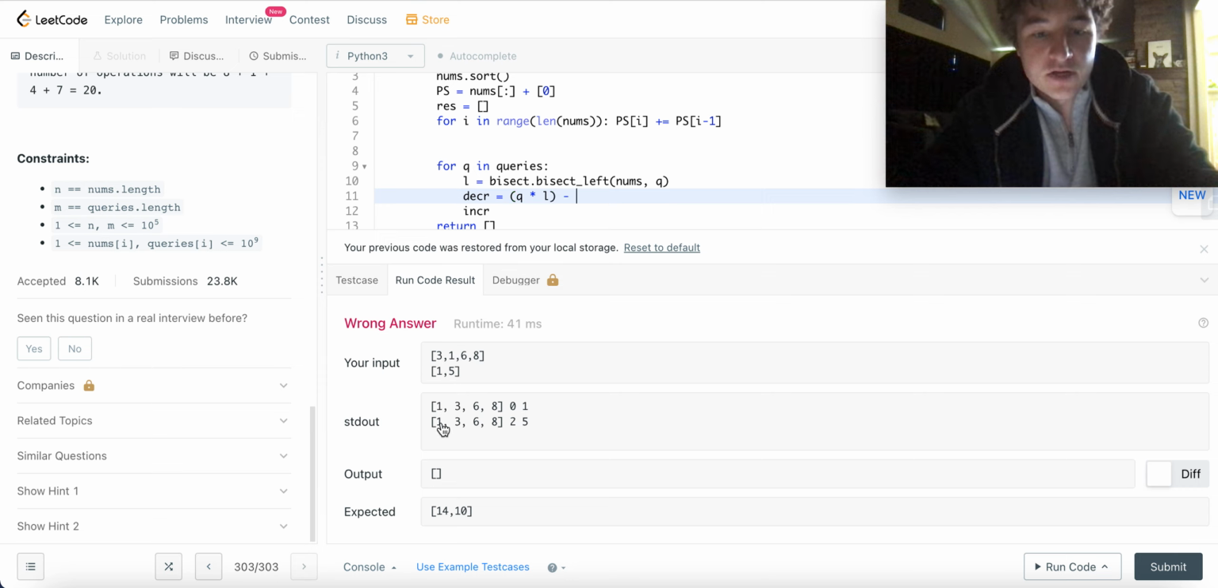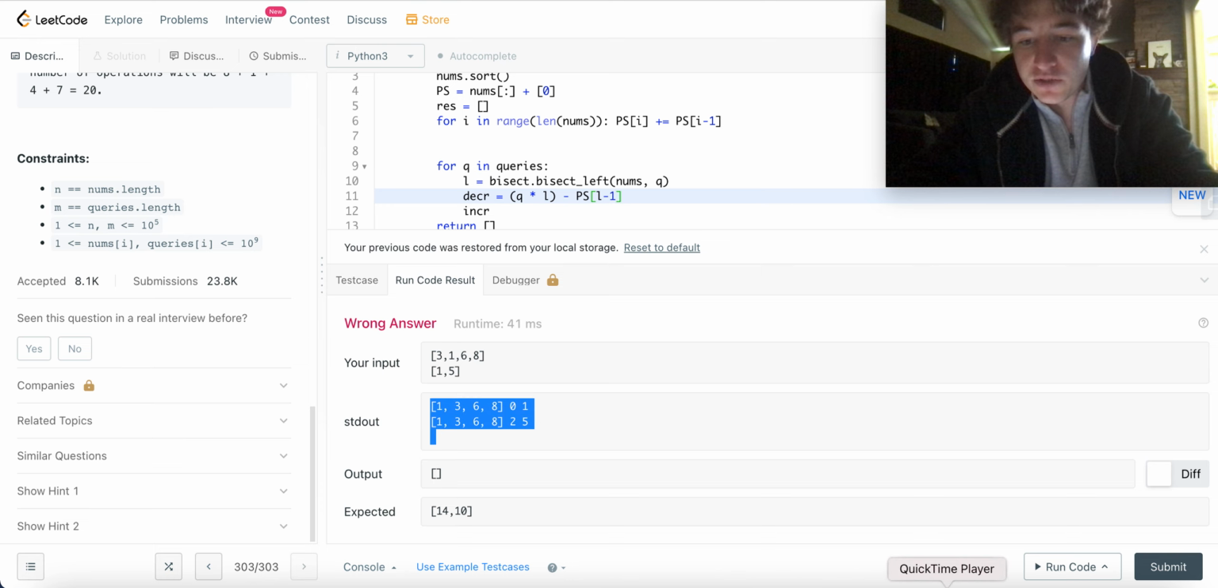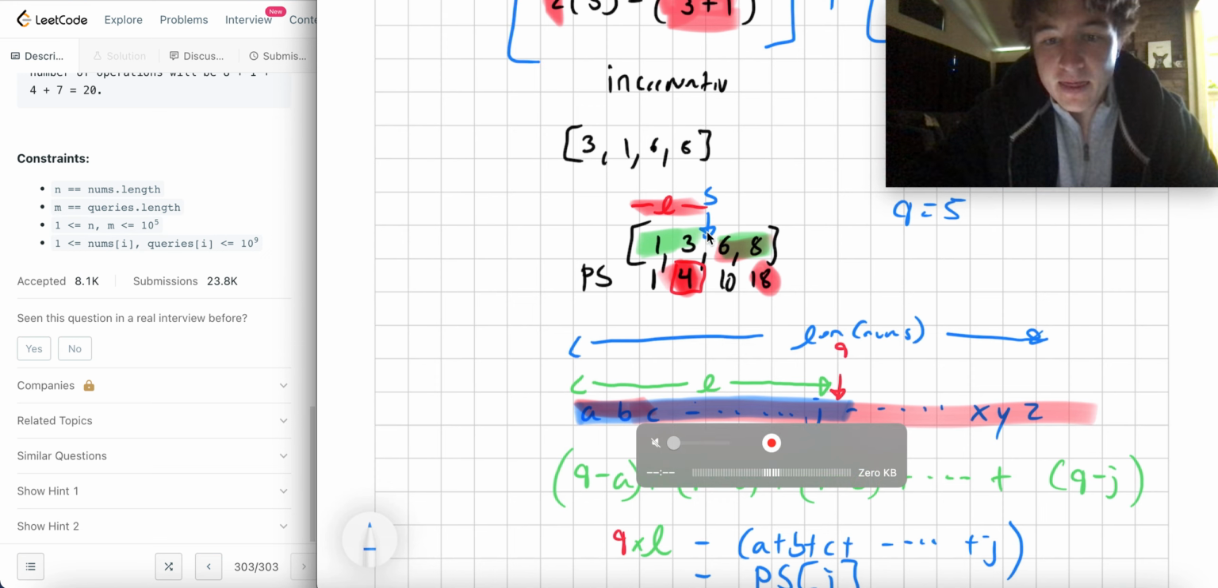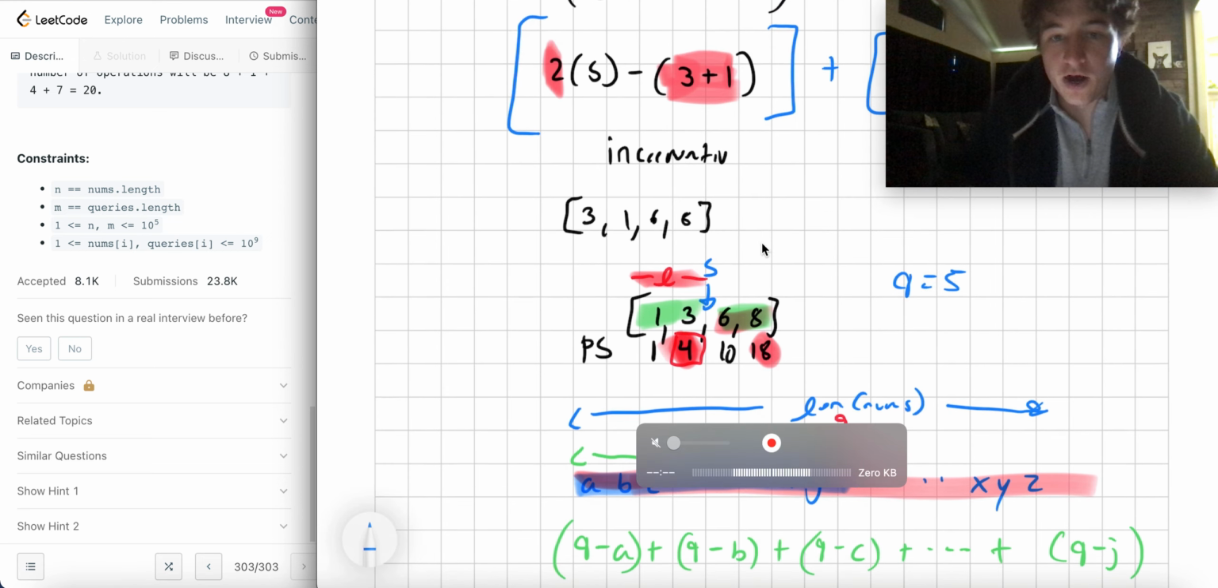And then I'm going to subtract the prefix sum at L minus 1. Because if L was 2, I'm supposed to subtract 3 and 1 from this solution. I'm trying to piece together the code here. For 5, if it's giving me 2, I'm supposed to subtract 3 and 1 here. So that would be 4, which would be prefix sum at 1.